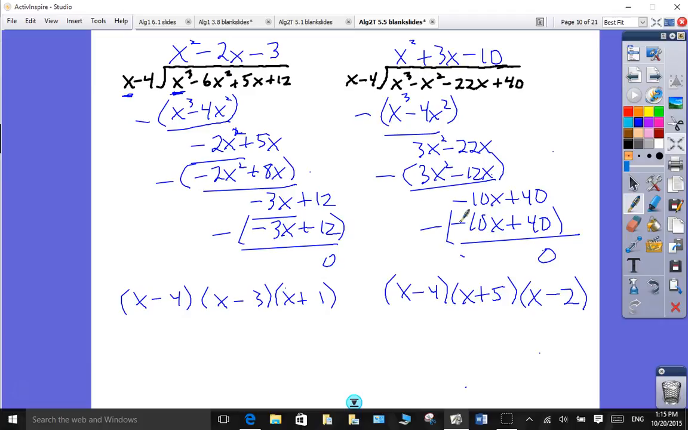Well, once you've got this here, now you've got to compare that x to that 3x squared. So what would I multiply times x to get 3x squared? 3x. That's how I get 3x.